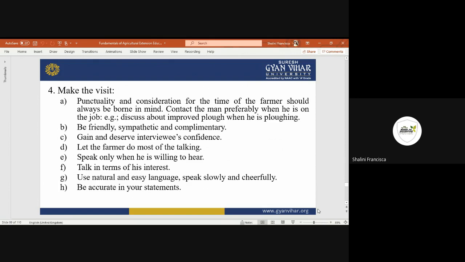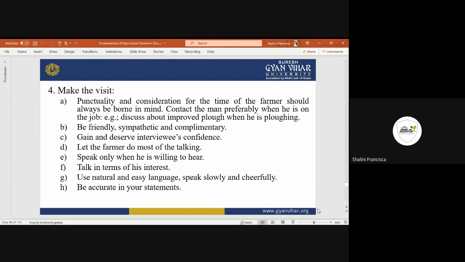Okay, then the third point is gain and deserve interviewee confidence. In the rural area, most of the farmers are very conservative. They don't want to expose anything, they don't want to talk to other people, and they don't want any interaction with outsiders. So try to gain their confidence, and try to understand whether they are interested in talking to you or not.